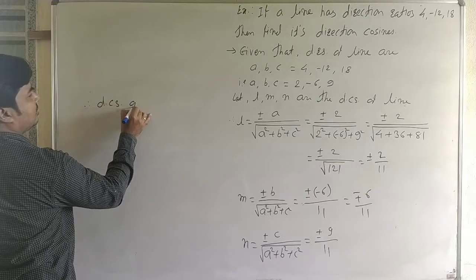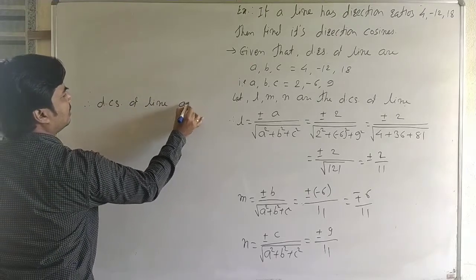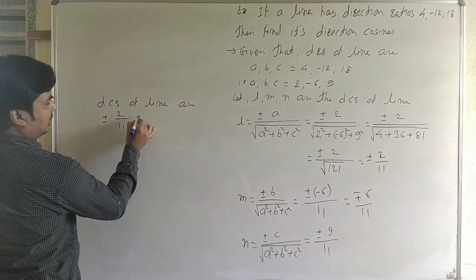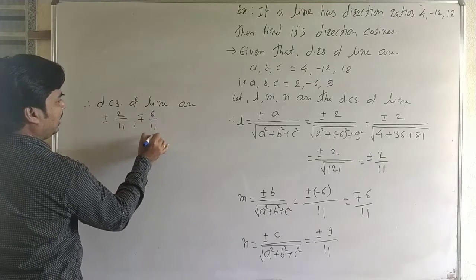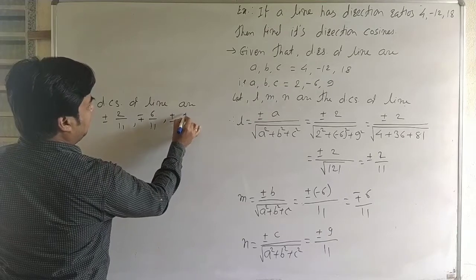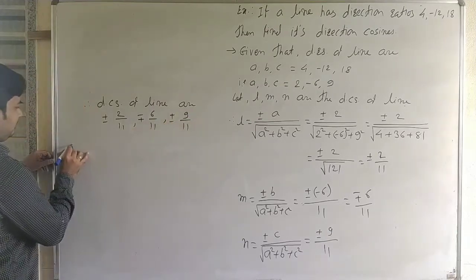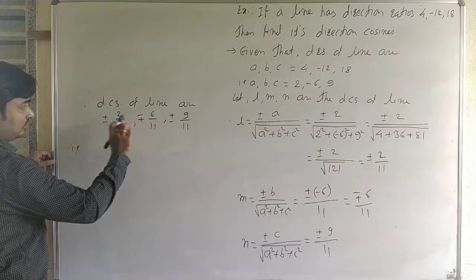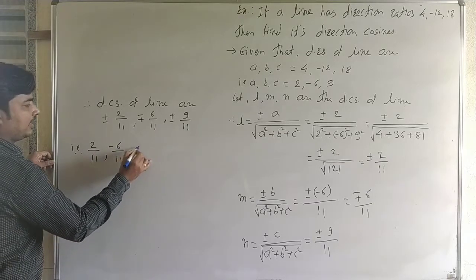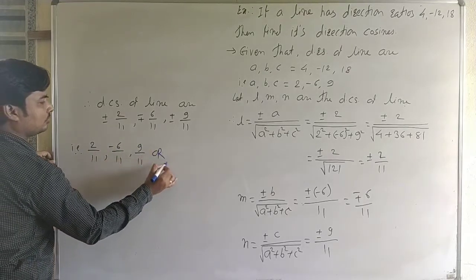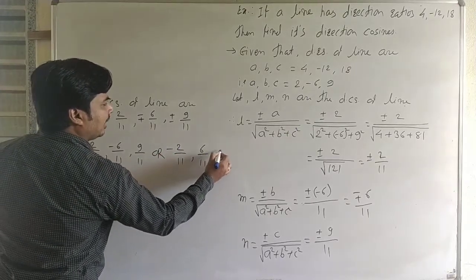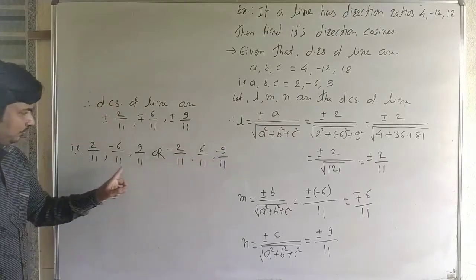Therefore the direction cosines of the line are plus or minus 2 upon 11, minus plus 6 upon 11, and plus or minus 9 upon 11. Remember the pairs: 2 upon 11, minus 6 upon 11 and 9 upon 11, or minus 2 upon 11, 6 upon 11 and minus 9 upon 11.